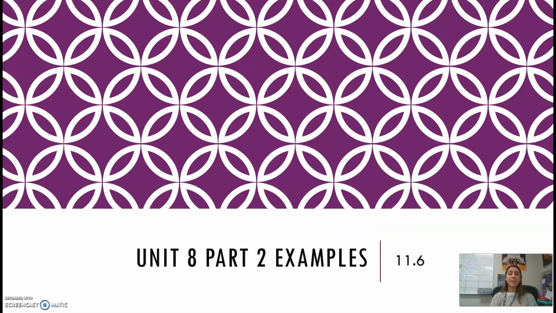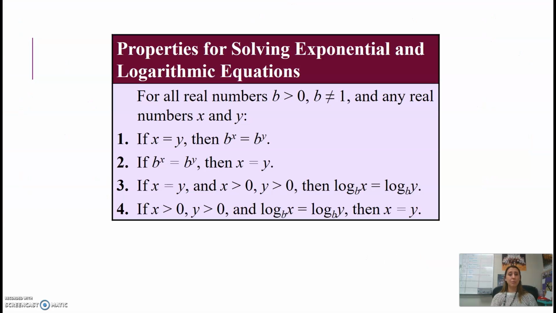All right, so here is part 2 examples. All right, this is what we just did. 1 and 2 is exactly what we did. We said if x is equal to y, so if the exponents are equal, then b to the x is equal to b to the y. We already know that. We already have this in our notes. We also know if this is true, then this has to be true. We, again, already know that.